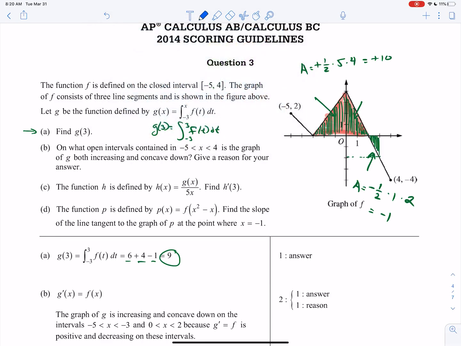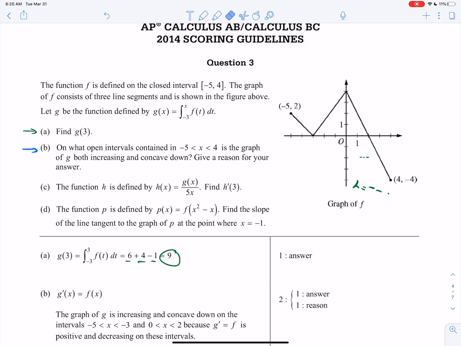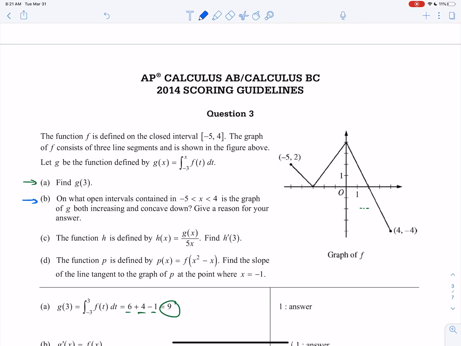Here's part B. On what open intervals from negative 5 to 4 is the graph both increasing and concave down? Okay, so these questions, there's a way to set it up so that there's no confusion here, okay? So what you first want to do, you want to write down the two statements. g is increasing and g is concave down. Okay, when g is increasing, g prime is positive. When g is concave down, g prime is decreasing.